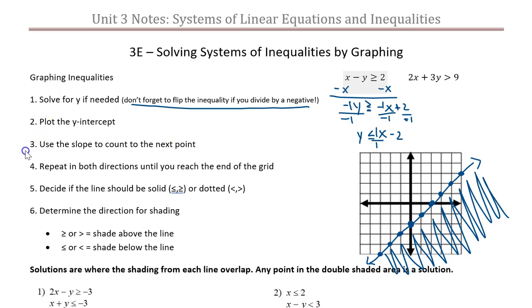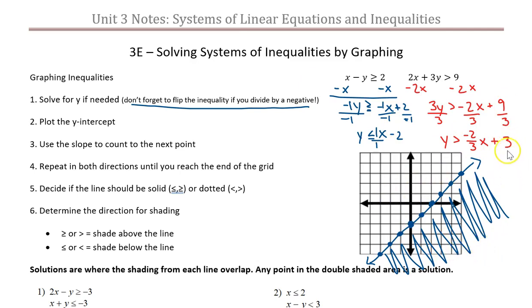And I'm going to repeat that process for this inequality over here. Same thing, I'm going to subtract 2x from both sides. That gives me 3y is greater than negative 2x plus 9. And then I'm going to divide everything by 3. This time I do not need to flip my inequality because I divided by positive 3. Negative 2 over 3 is already simplified, so that's negative 2/3 x. 9 divided by 3 is 3.